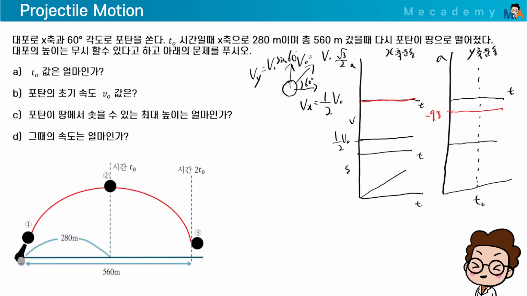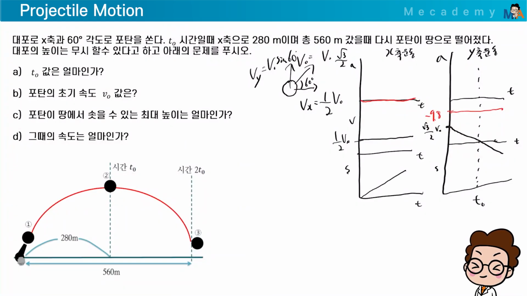What happens to the speed at t0? It becomes 0 on the y-axis. So what was the initial speed? The initial speed on the vt graph was the square root of 3 over 2 times v0, but here the slope downwards is linear. If it's 0th order, then it's first order, right?